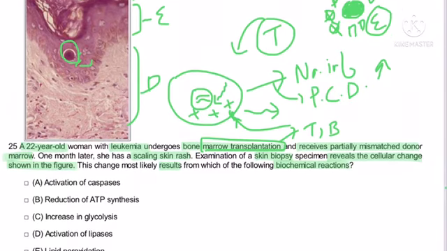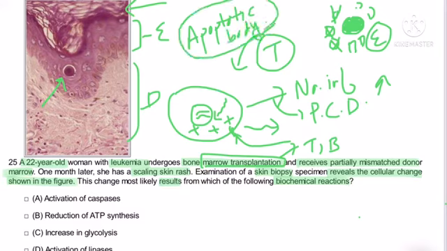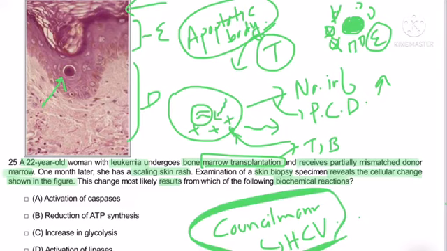Here we can see a structure that is highly condensed, and this is what we call the apoptotic body. An apoptotic body is a sign of apoptosis. If this apoptotic body is in the liver, then we call it a Councilman body, which is usually associated with hepatitis C virus. Here in this case, the apoptotic body is in the skin.